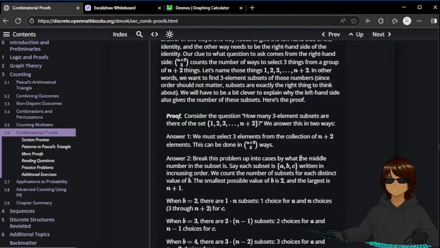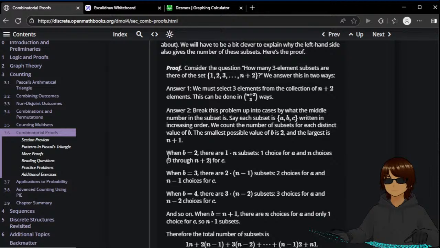Break this problem up into cases by what the middle number in the subset is. Say each subset is A, B, C written in increasing order. We count the number of subsets for each distinct value of B. The smallest possible value of B is 2, the largest is n+1. When B is equal to 2, there are 1 times n subsets, one choice for A and n choices for C.